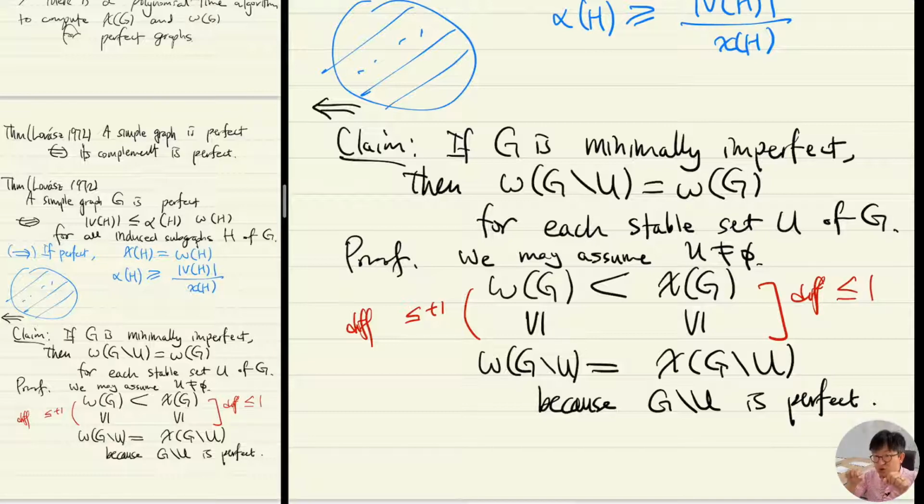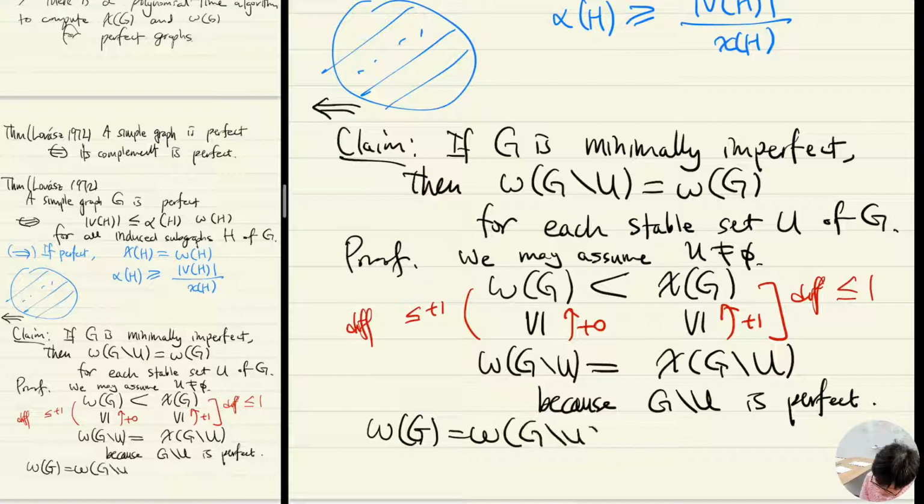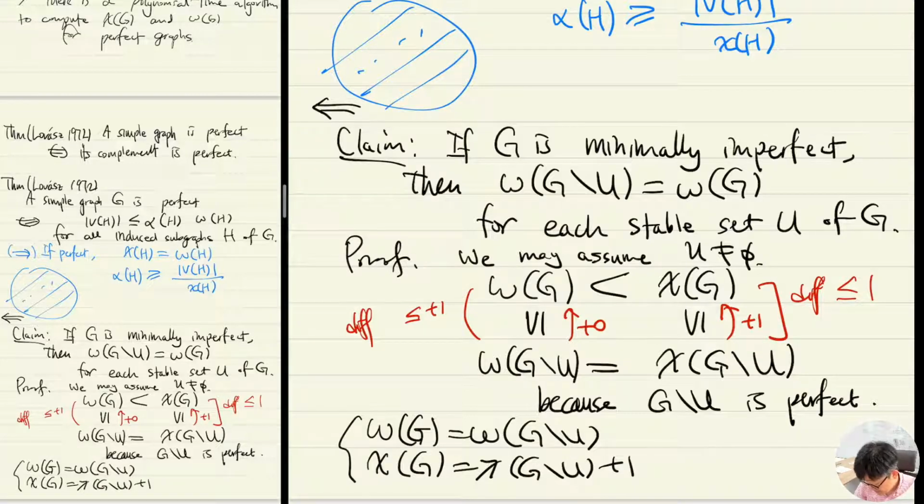Now, you had these two equal numbers, and when you add 0 or 1, you have different numbers. How is it possible? The only way it's possible is you add 0 here and you add 1 here. So that means the clique number of G is equal to the clique number of G delete U, and the chromatic number of G is the chromatic number of G delete U plus 1. So that's why the clique number of G delete U is equal to the clique number of G.